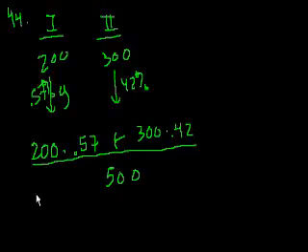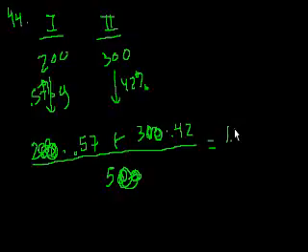To simplify the math, we could just divide everything by 100 right from the get-go. If you divide the bottom by 100 and the top by 100, you have to do both terms. So you get 2 times 0.57 plus 3 times 0.42 divided by 5. 2 times 0.57 is 1.14. Plus 3 times 0.42, it's 1.26. Is that right? 3 times 4 is 12. 3 times 2 is 6, right? 1.26. All of that over 5.